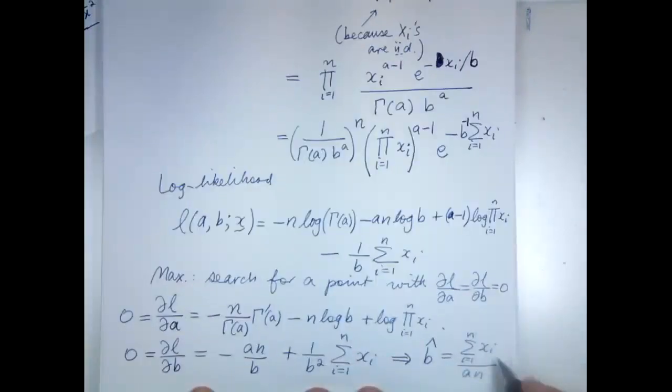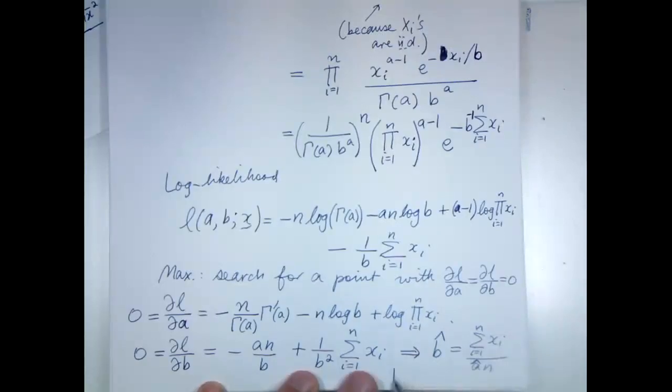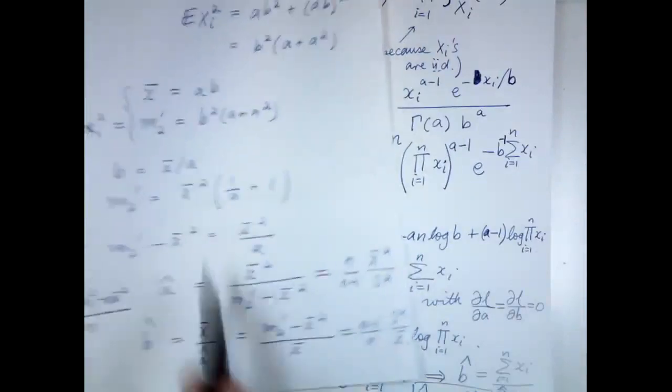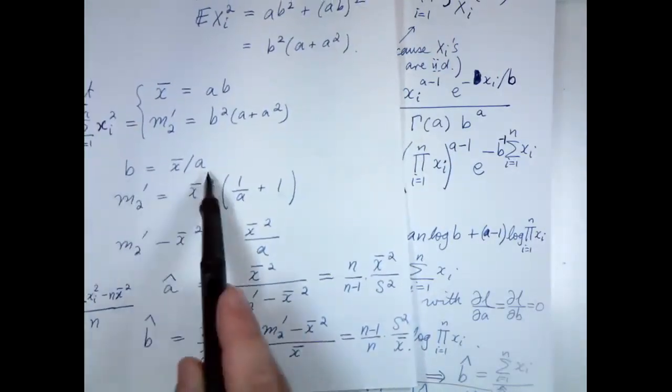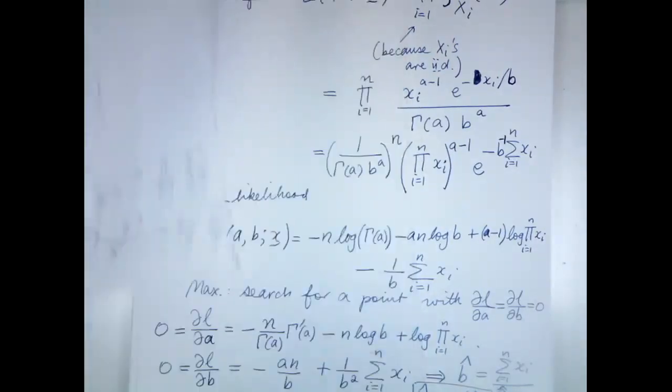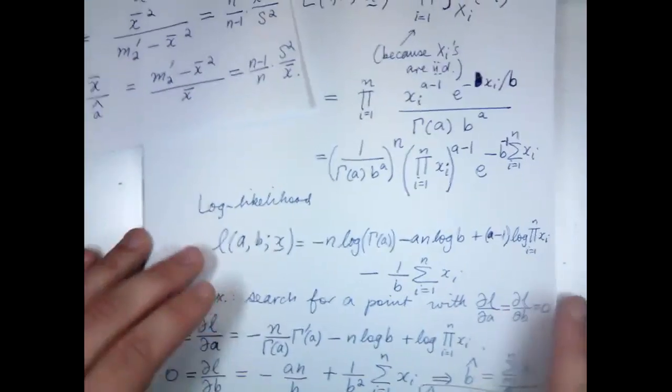So another way to write that is, and I should make that an a hat as well, b hat equals x bar divided by a hat. Now let's just compare. So at least that relation between b hat and a hat is the same as we got in the method of moments. So you just see it's been a bit more laborious to get to this point.